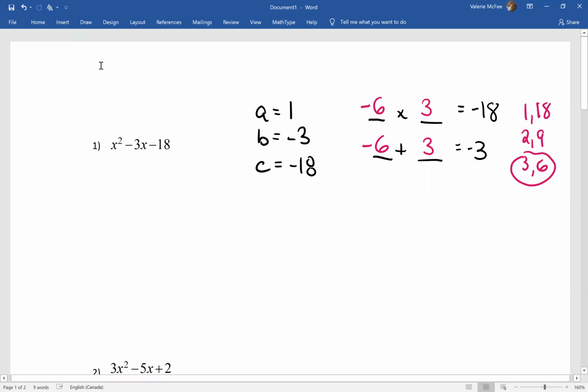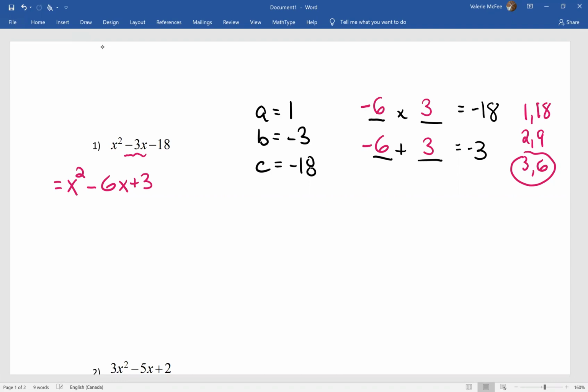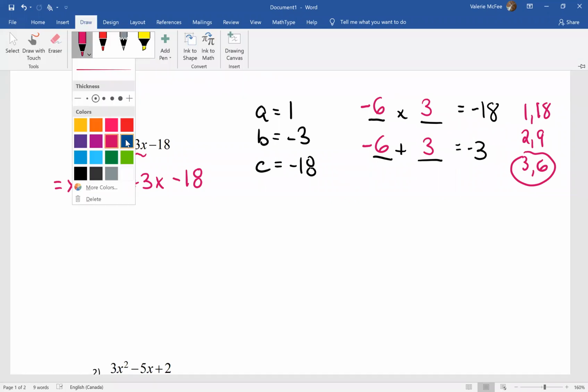We're going to use those numbers to rewrite the middle term. Keep x squared, and now, instead of writing -3x, we have -6x plus 3x. They add to equal -3x, and keep the -18. Now we factor by grouping.